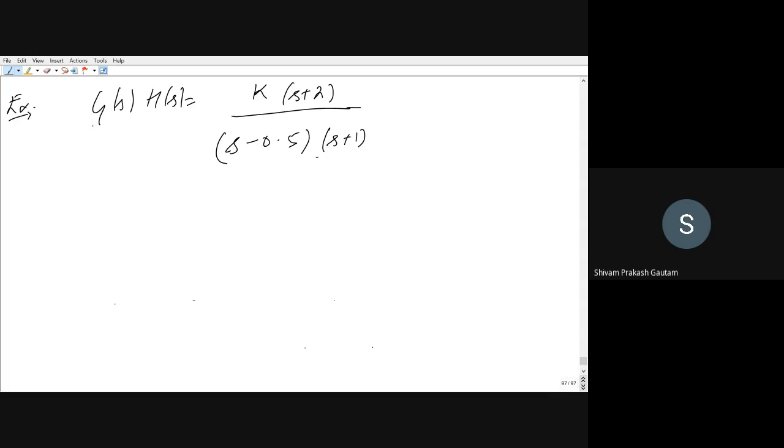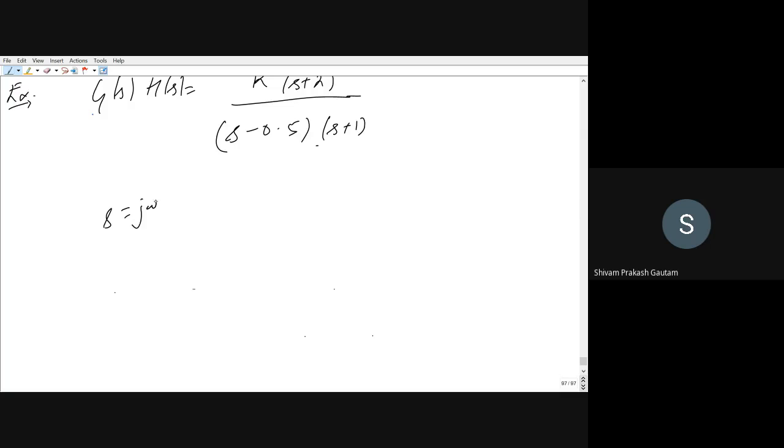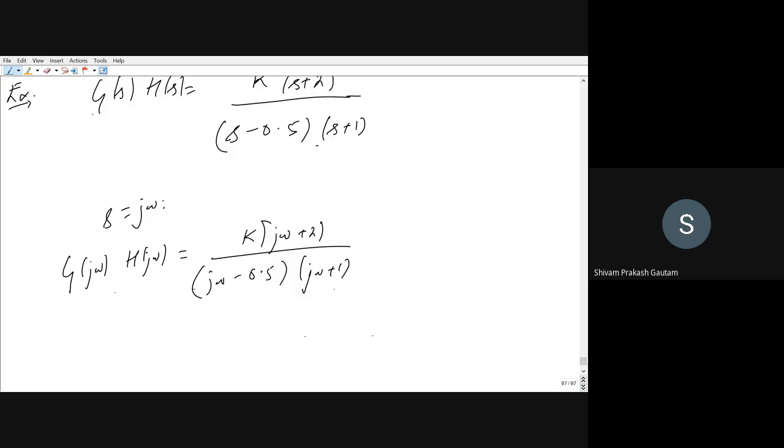So what are the steps involved in drawing the polar plot? The first step is to put s equal to j omega. So this becomes G(j omega)H(j omega) equal to K(j omega plus 2) whole divided by (j omega minus 0.5)(j omega plus 1). You can see the concept that we have just seen: we have a negative real part in the denominator, that is minus 0.5. Once we have put s equal to j omega, we need to calculate its phase as well as its magnitude.